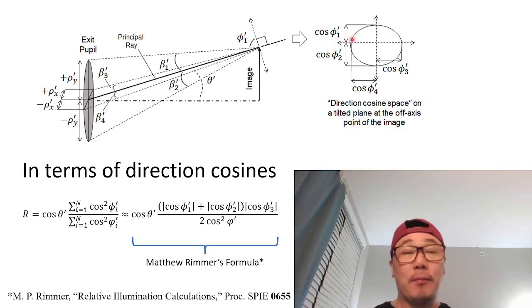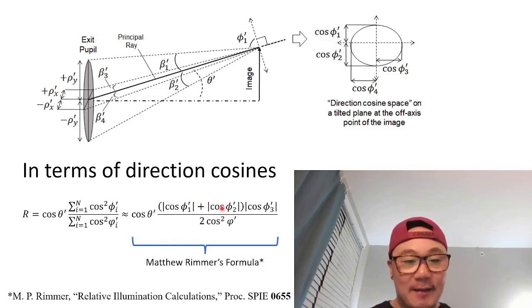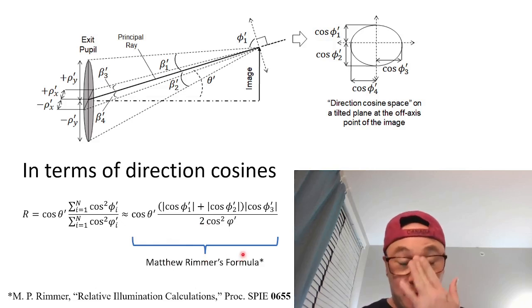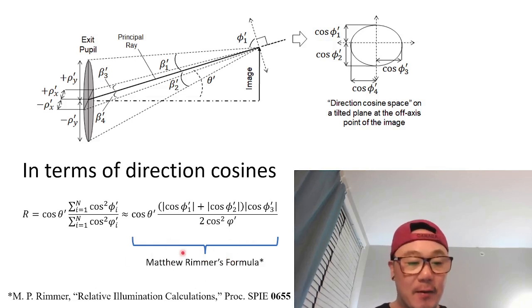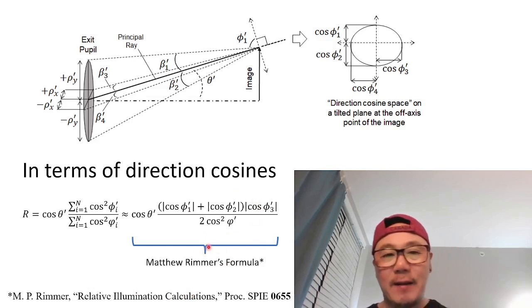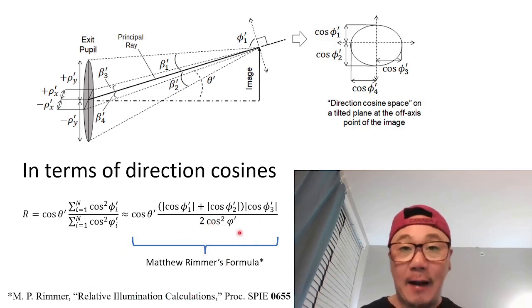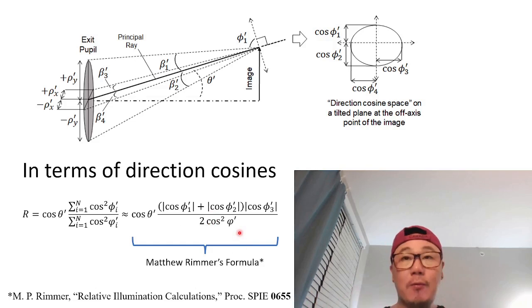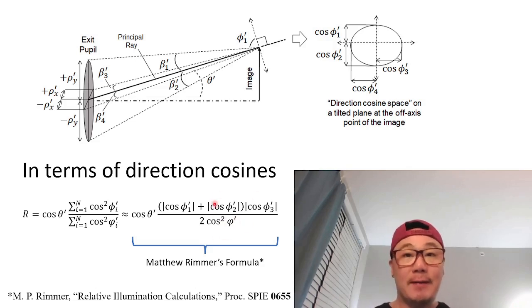If you trace out this approximate ellipse and do some algebra, you end up with a formula that looks very much like, in fact it is, Matthew Rimmer's formula. If you're familiar with Rimmer's work, it's excellent work in lens design. In 1986, he wrote a paper called Relative Illumination Calculations, in which he derived this formula a slightly different way from how I derived it, but it's the same thing. This is used in Zemax, and I'm not sure if it's used in other programs. Rimmer worked, I think, for a company that developed Code V, so maybe it's done in Code V. I don't know, you tell me. But this is how it's done in Zemax, and this is how I arrive at this equation.